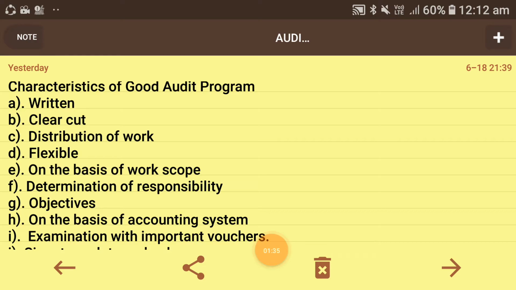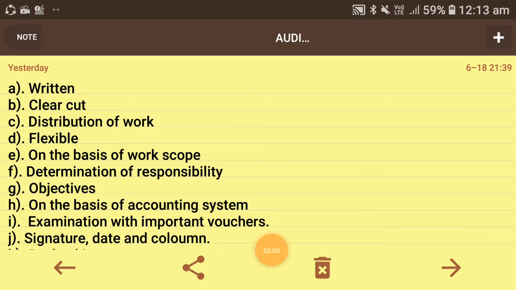Next is flexible. Additions and subtractions can be easily made in the audit program. It should be flexible enough that it can be added to or subtracted from if any change is needed. Suppose any alteration needs to be made in the audit program so that the work is done effectively and efficiently; so there should be a flexible environment in the audit program that is performed by an auditor.